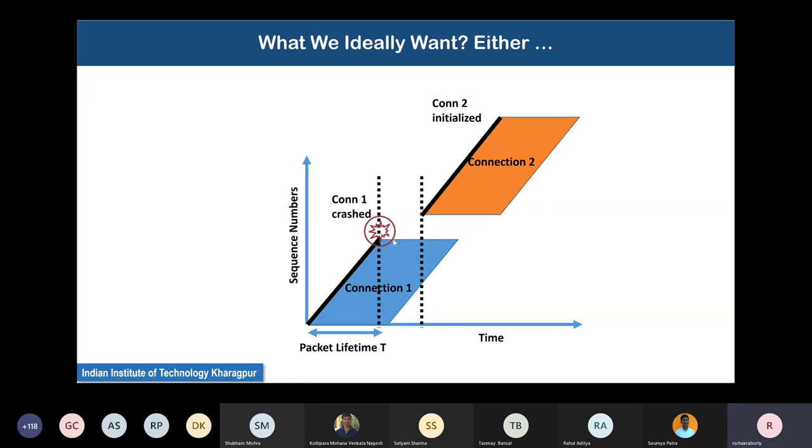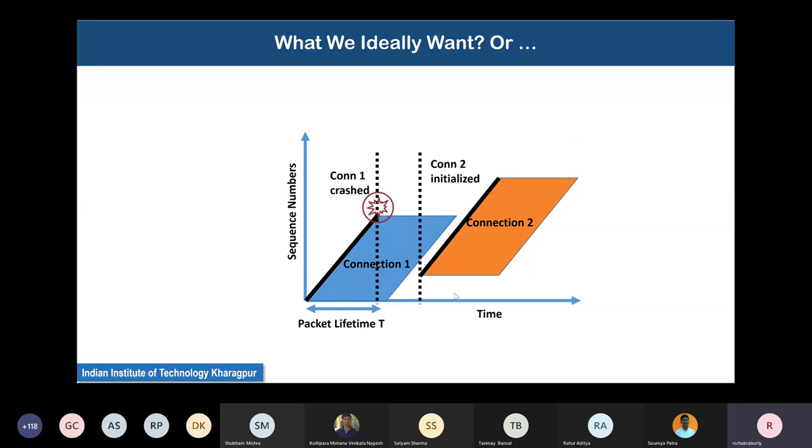Either you choose your initial sequence number to be extremely high. It is so high that connection 1 would not have reached this sequence number at the time it crashed. Okay, so no issue. You select such a high sequence number and you start your second connection from such a high point that no way these two parallelograms can intersect. And in that case, there is no problem.